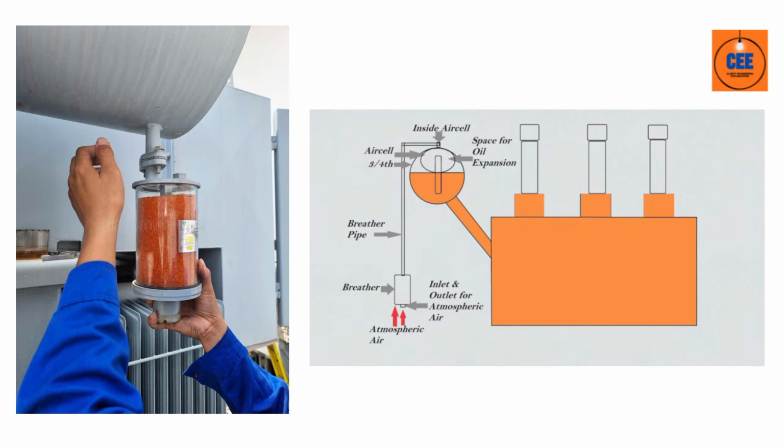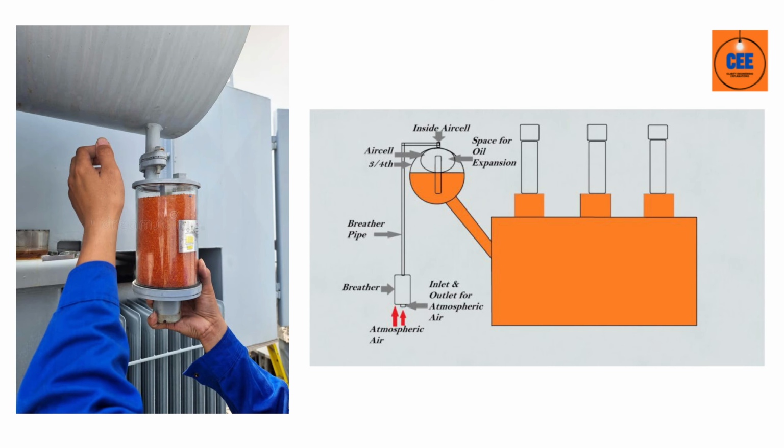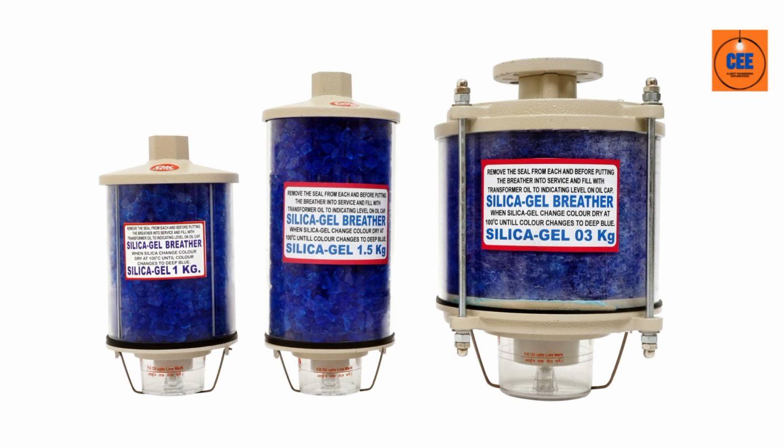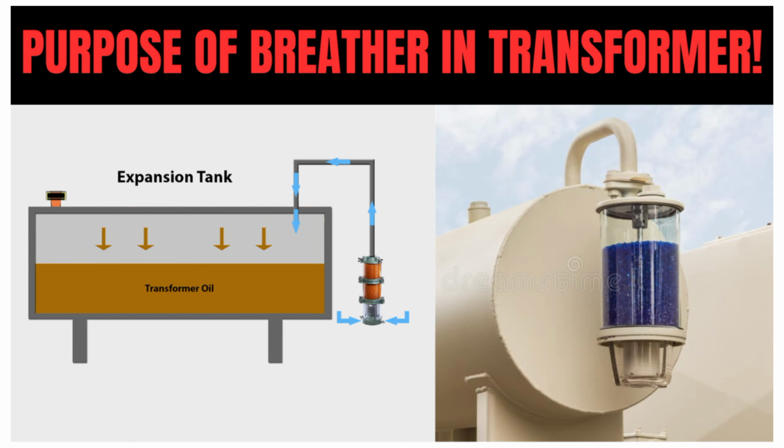Basically, the transformers are filled with oil that insulates and cools the windings. So the breather allows the transformer to expand and contract with temperature changes while keeping the moist air out. The breather typically contains a desiccant like silica gel that absorbs the moisture and contaminants from the air, preventing them from entering the transformer. This is the basic idea regarding the breather in the transformer.